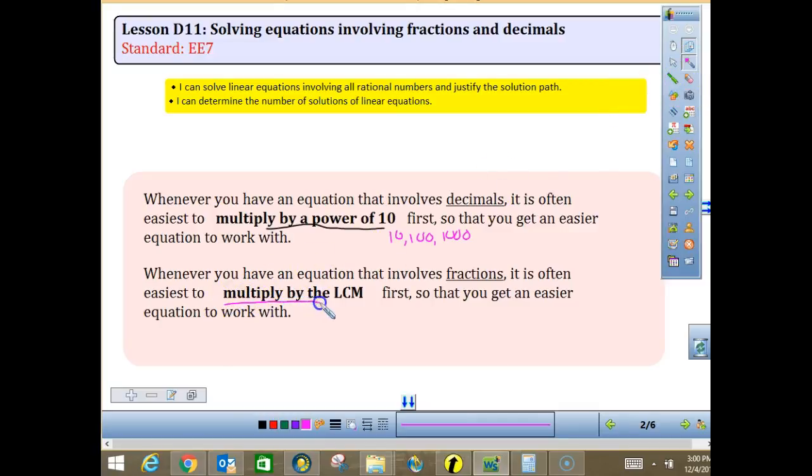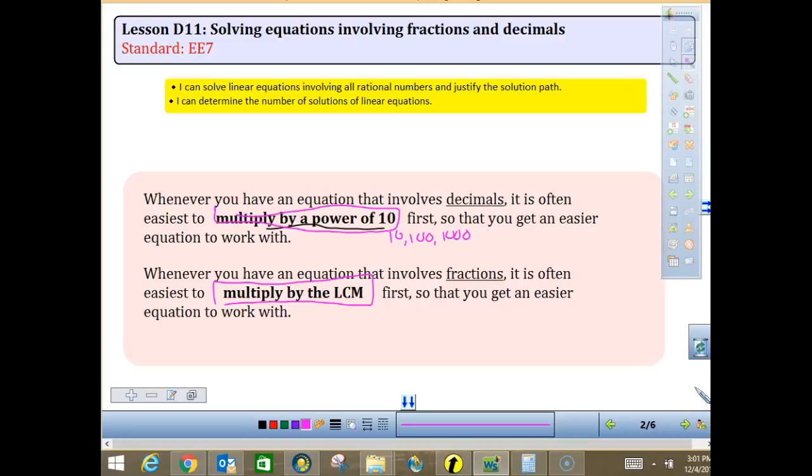So when you're looking at this, multiplying by the least common multiple here, multiplying by those powers of 10. Now I'm going to show you in this one story problem that we're looking at, I don't know that you necessarily need to multiply by 10, 100, or 1,000 to clear your decimals.